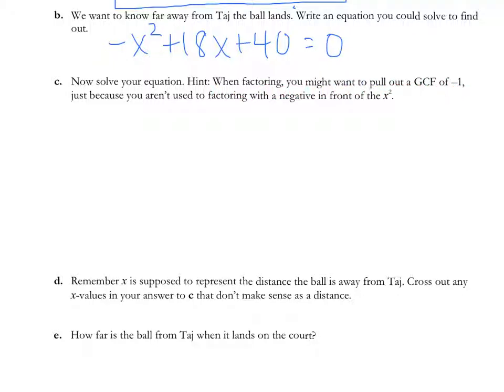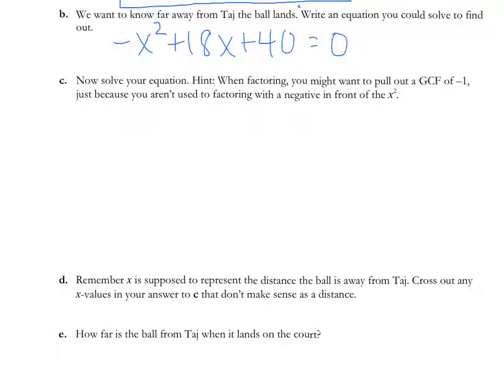When factoring, you might want to treat -1 as a greatest common factor and pull that out of the equation so that you end up with something without the -1 in front of the x squared. So let's see how that would work. Let's imagine we're pulling a GCF of -1 out.